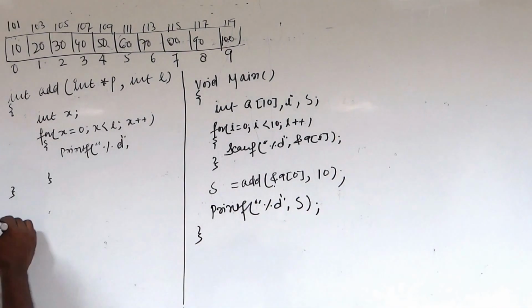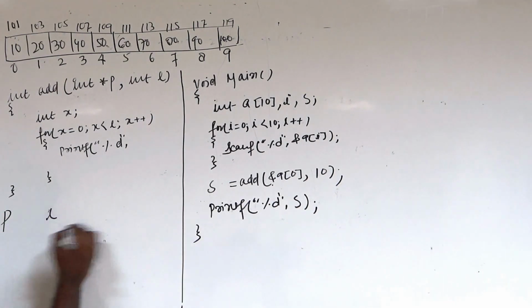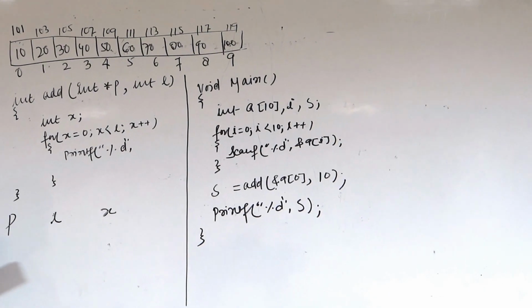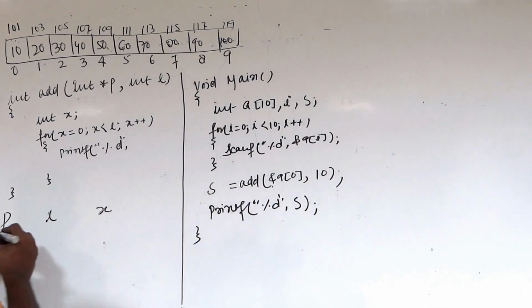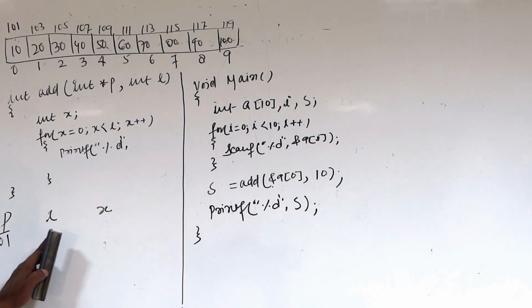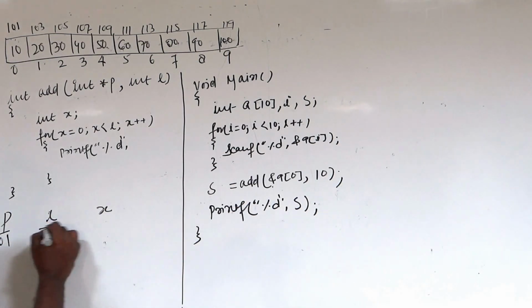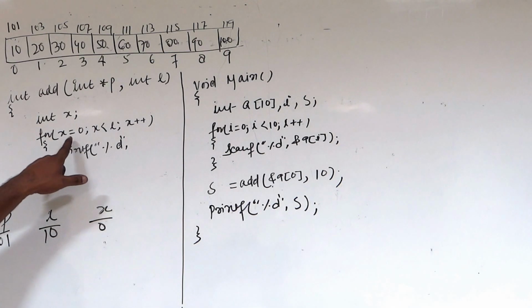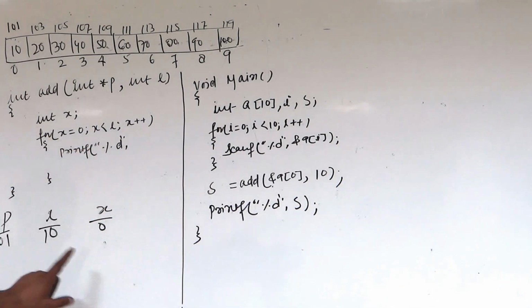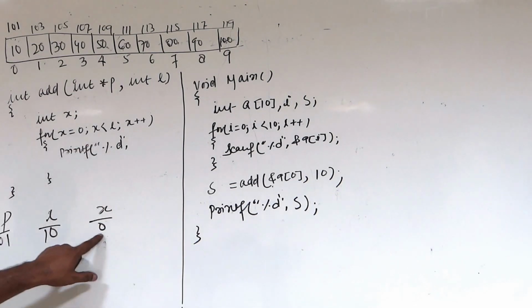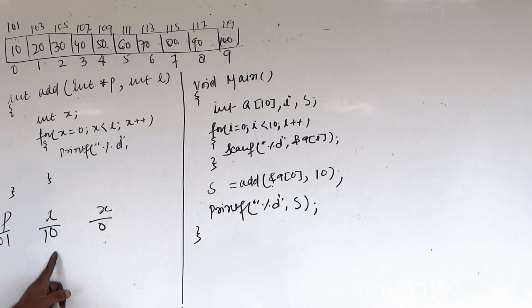Try to understand what happens. Here we have a variable p, a variable l, and a variable x. So p is not a normal variable, p is an integer pointer. Here we have sent the address of a[0], that is 101, so p will have 101. L, we are sending the length of the array, that is 10, and x we have initialized with 0. So here x equal to 0, x less than l. X is 0, l is the length 10, which means this loop will execute from 0 to 9, 10 times.